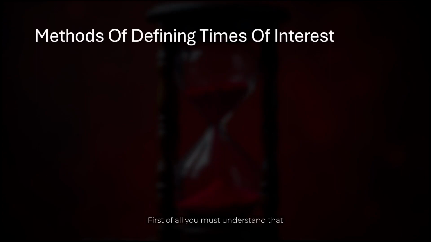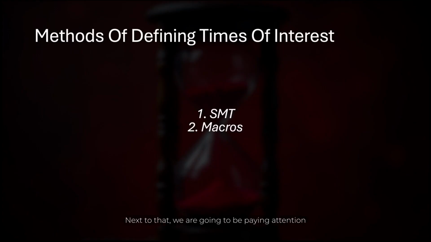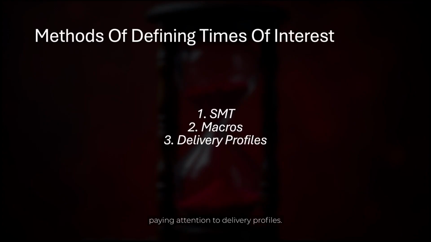First of all, you must understand that there are different methods of defining times of interest. First of all, we are looking at the concept of SMT. The reason why we're looking at SMT is because SMT is a crucial element when it comes to timing key market reversals. Next, we're going to be paying attention to macros. And thirdly, we're going to be paying attention to delivery profiles.